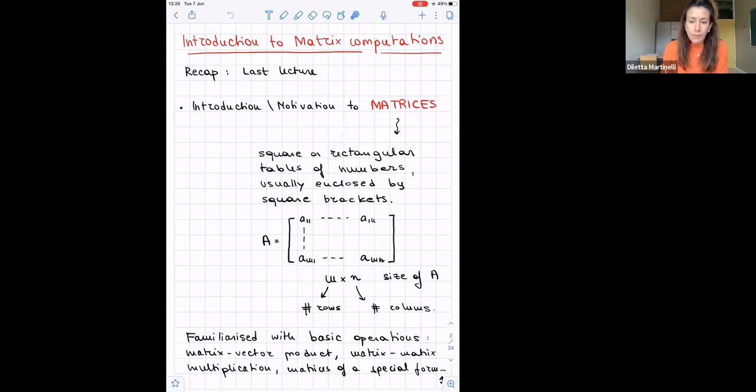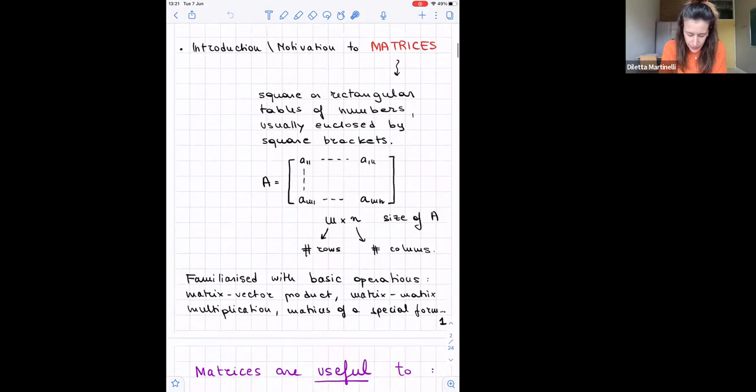And yesterday we got familiar with a bit of the basic operations of matrices, so how to add together or subtract matrices, the matrix vector multiplication and the multiplication between two matrices. We started looking at matrices that have a special form like identity, the null matrix, diagonal, and so on.